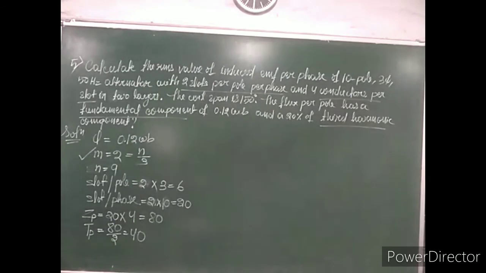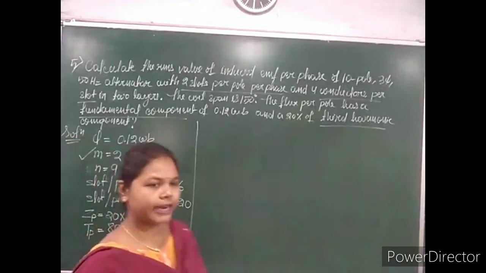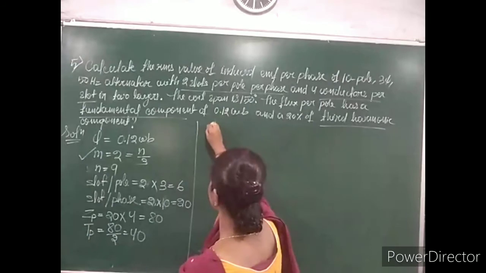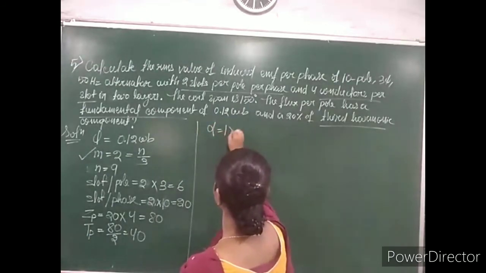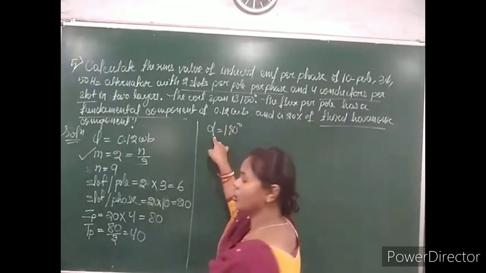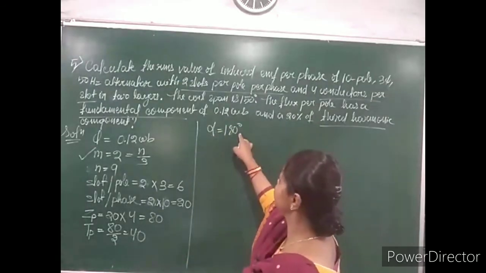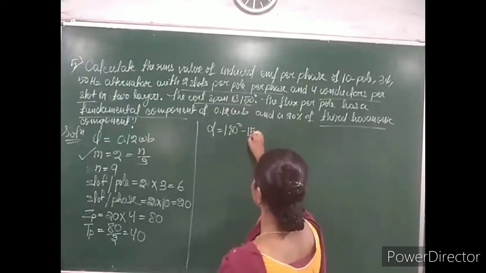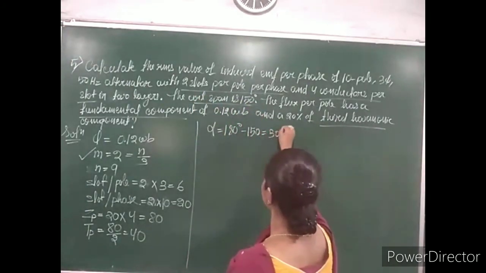Okay. Now you find winding factors. Winding factor means the product of distribution factor and pitch factor. So first we calculate pitch factor. For pitch factor, first you calculate alpha. Alpha is the chording angle or short pitch angle. It is 180 degree minus coil span. Here coil span is 150, which gives 30 degree.